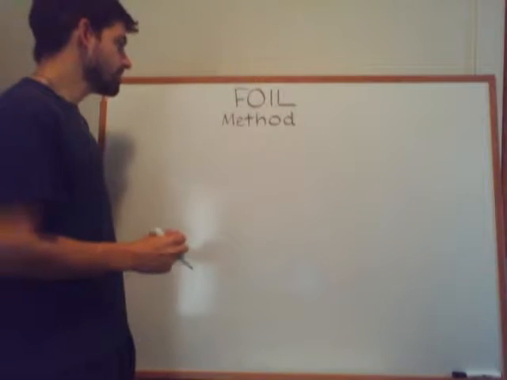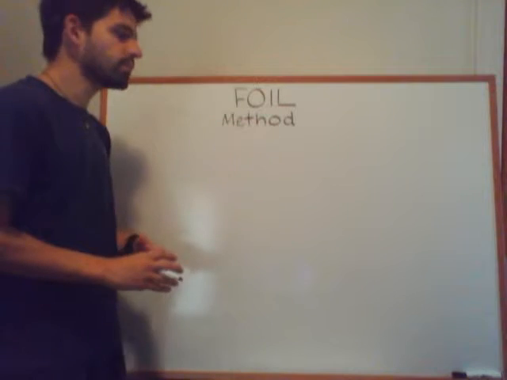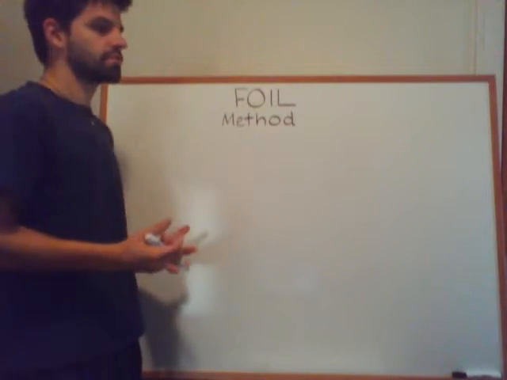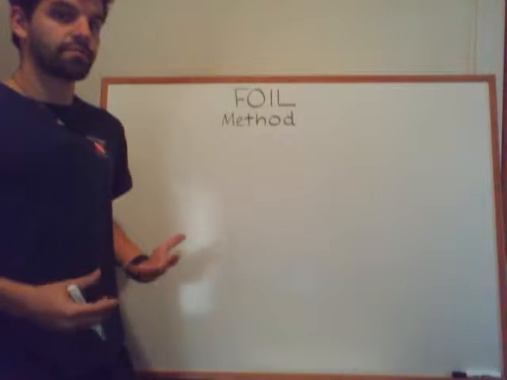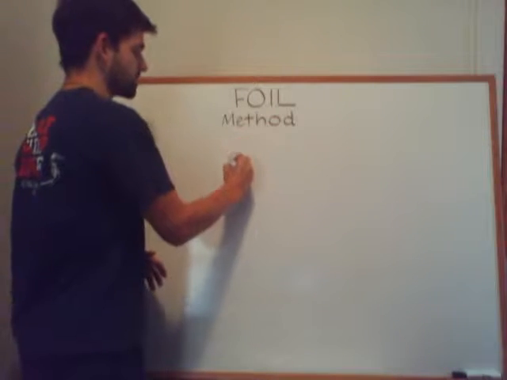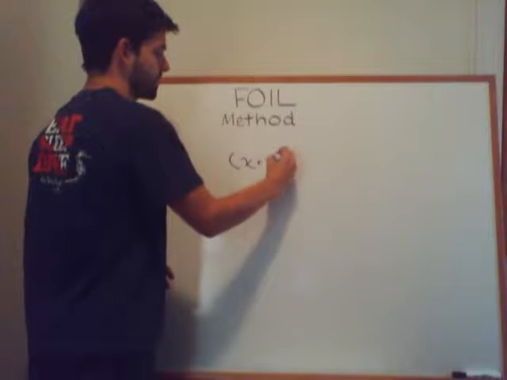Alright guys, in this video we're going to be introducing and talking about the FOIL method. Now the FOIL method in mathematics is a systematic approach to taking two binomial expressions and multiplying and expanding them into one large polynomial. Now remember, a binomial expression is something like x plus 2.